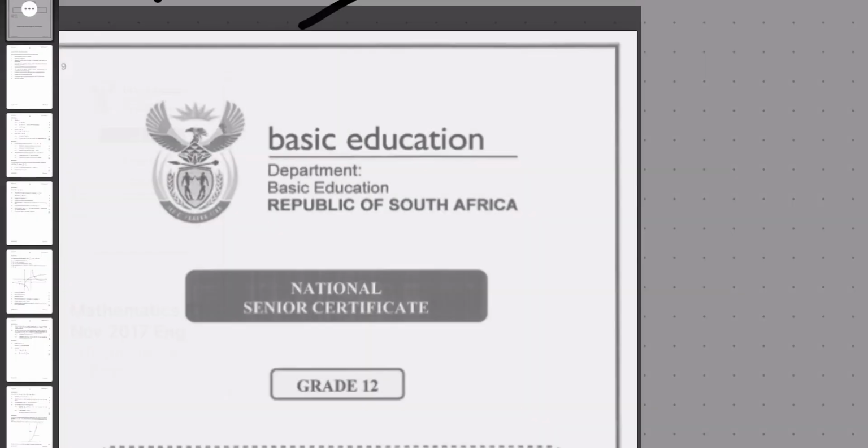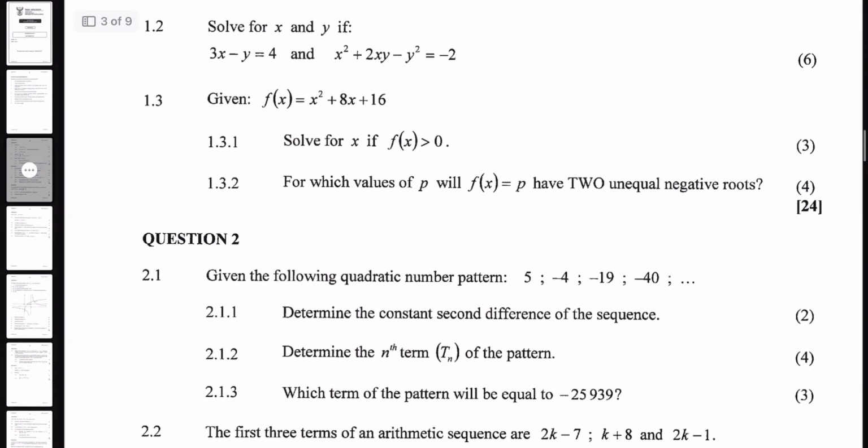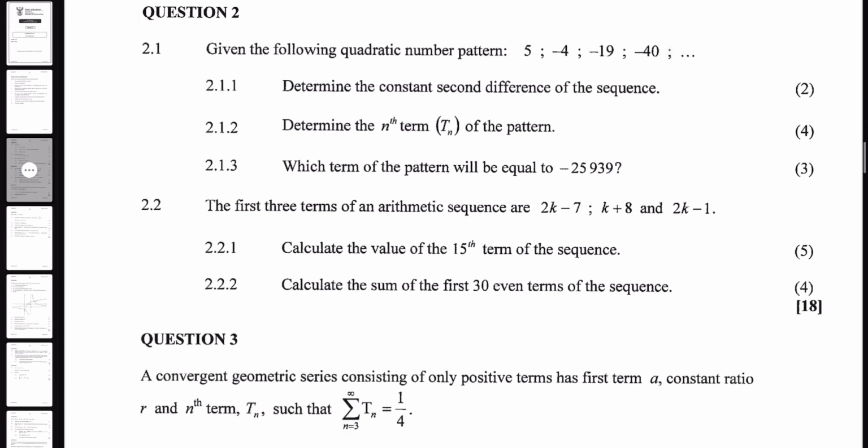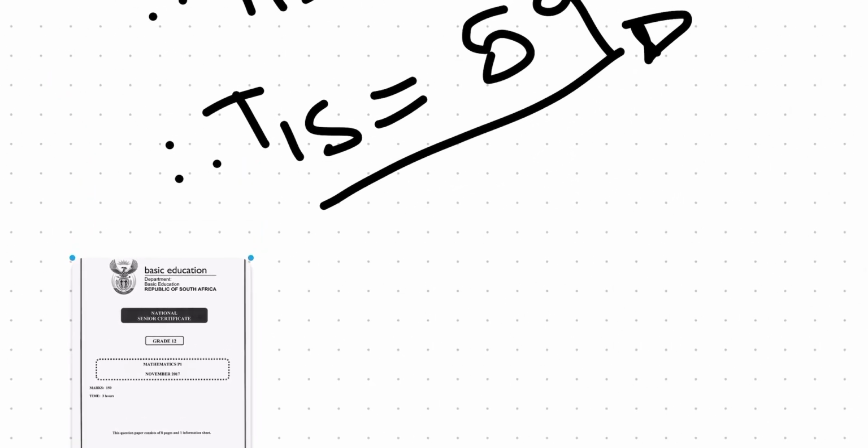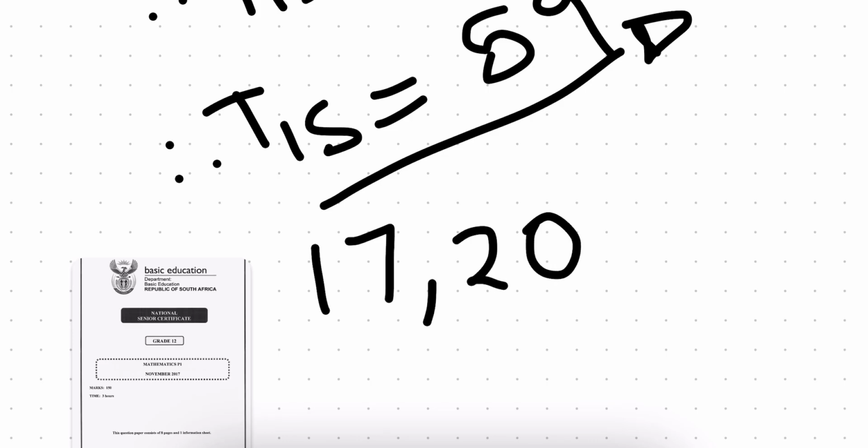So they're saying, calculate the sum of the first 30 even terms of the sequence. Okay, cool. So literally, in the sequence we have 17, we have 20. That's 2.2.2 now. This is what we're solving.